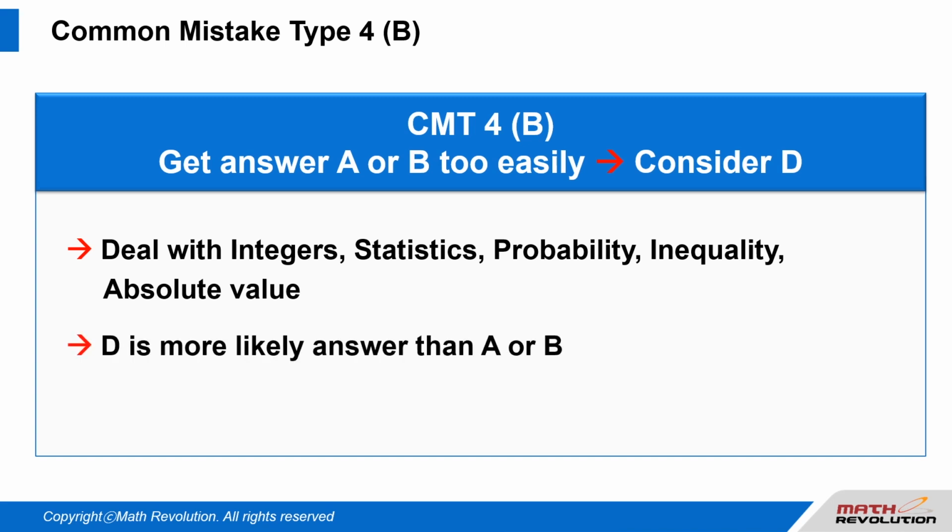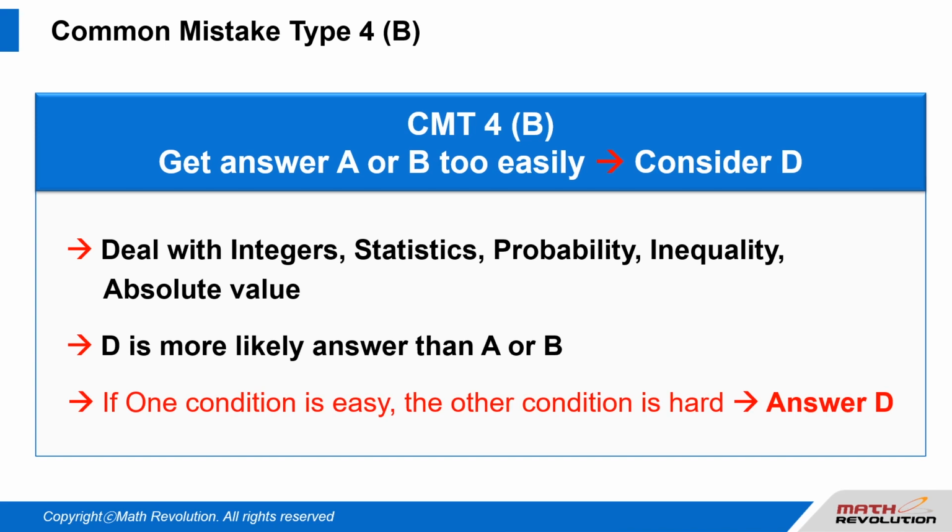CMT4B tells us that if the answer A or B is arrived at too quickly after counting variables and equations, consider D as an answer. In other words, for the key questions in DS, when A or B appears to be the answer, look for D as the answer. It is also likely in such questions that one of the conditions may seem to be more difficult and intimidating than the other. So, consider D after solving the tougher condition.